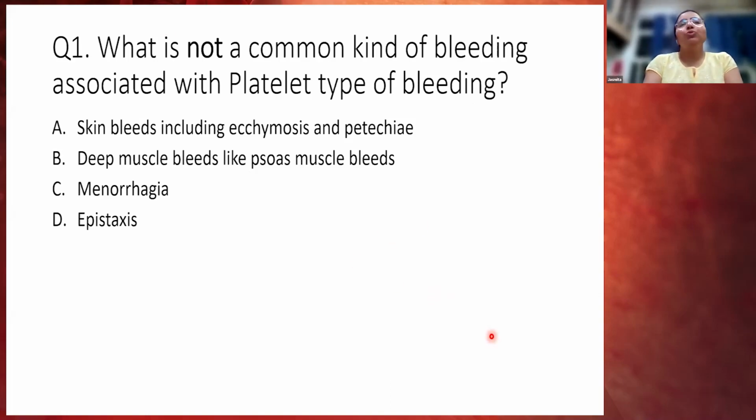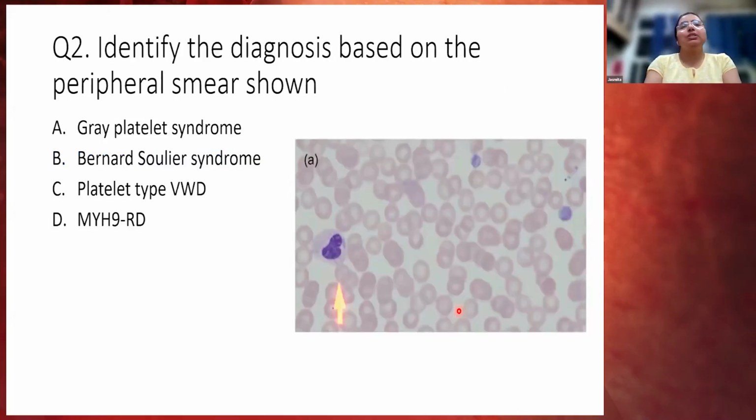Okay, so most of you are answering B, which is indeed the correct answer. So deep muscle bleeds are not characteristic of a platelet type of bleeding. It is characteristic of a coagulation factor type of deficiency. Now here you have to identify the diagnosis based on the peripheral smears shown. Your options are gray platelet syndrome, Bernard-Soulier syndrome, platelet type von Willebrand disease, or MYH9 related disorder.